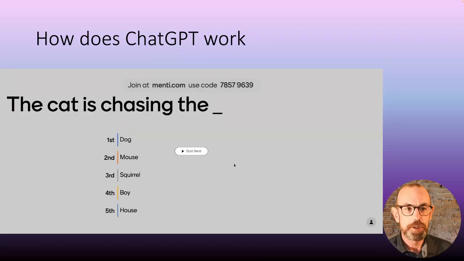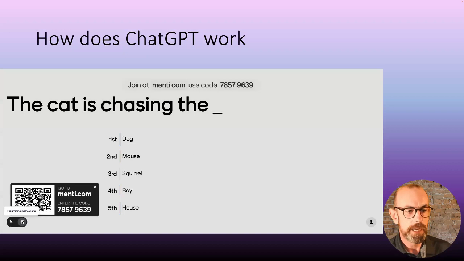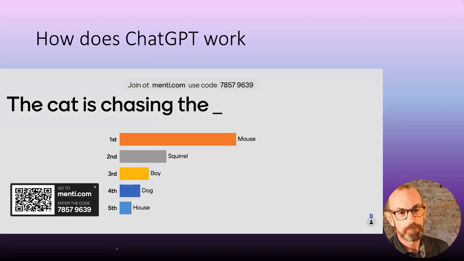So let's talk about, how does ChatGPT work? So what is it doing behind the scenes? What I'd like you to do using Mentee, and I can bring that QR code back up again if that's useful for people, is rank the answers to this question. The cat is chasing the what? So what's the most likely answer to least likely answer? The cat is chasing a house. Yeah. So I'll just give it a couple of moments for some entries in here. Who said a cat is chasing a house?